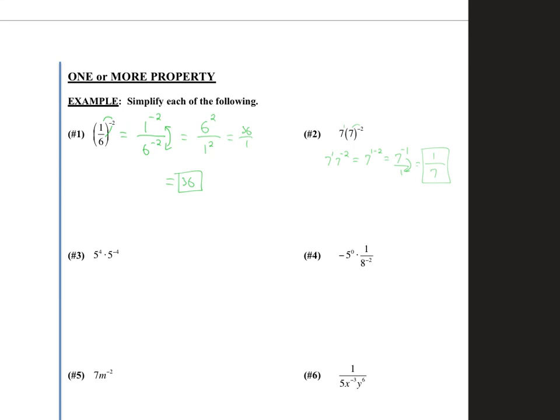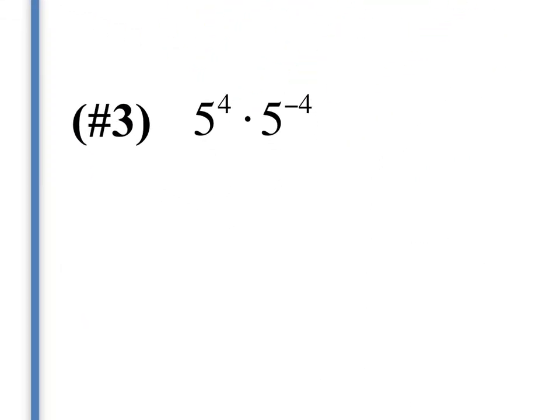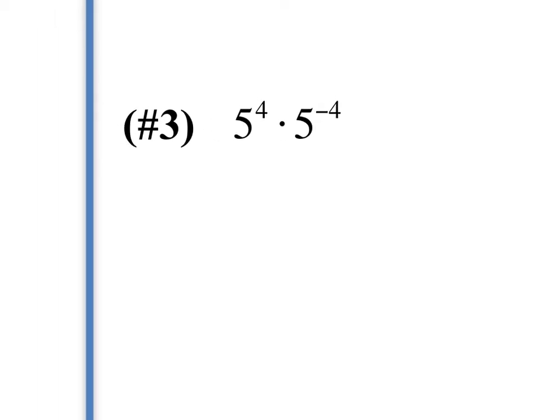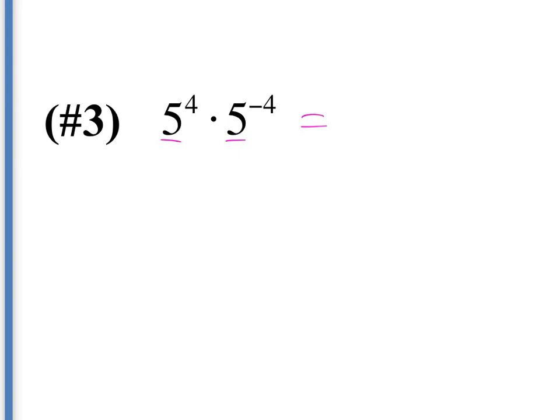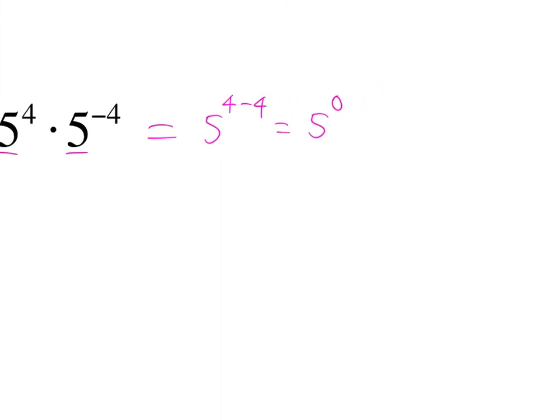All right, number 3, we have 5 to the 4th times 5 to the negative 4th. Any pow-pow happening here? No. Anything to multiply straight across? Yes, we have 5. Both of these have a base of 5, so we're going to multiply them. And when we multiply, do we add, multiply, or subtract the exponents? We're going to add the exponents. So we're going to have 4 plus negative 4, or 4 minus 4, which equals 5 to the 0. And anything to the 0 power equals 1.